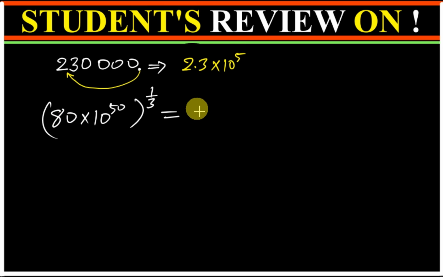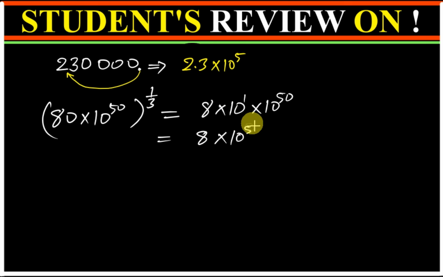So we can write it like this: 8 into 10 that we have separated from 80, into 10 raised to the power 50. Now this is having power 1, so this power will be added here according to the laws of indices. So we'll get 8 into 10 raised to the power 51. Don't forget to apply this power 1 by 3 here also.